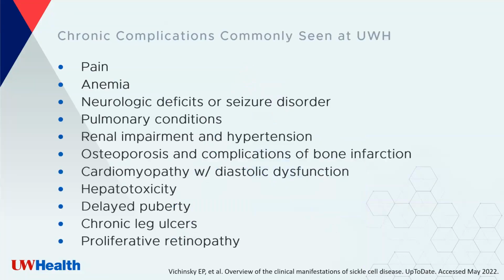And in addition to the acute complications that I noted, these are also some chronic complications that are commonly seen here that we treat at UW Health, but also at other institutions as well. So patients will commonly present with pain, anemia, neurologic deficits, pulmonary conditions, renal impairment, hypertension, osteoporosis, cardiomyopathy, hepatotoxicity, leg ulcers, proliferative retinopathy. Once again, this is not an exhaustive list, but these are a good amount of complications that can present in our patients who are admitted here at UW Health, which we care for.